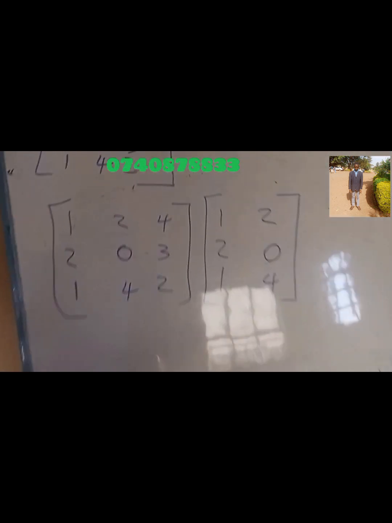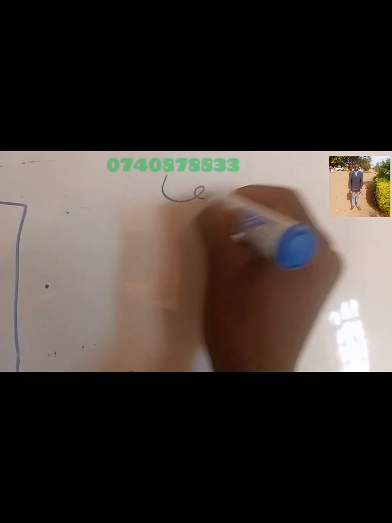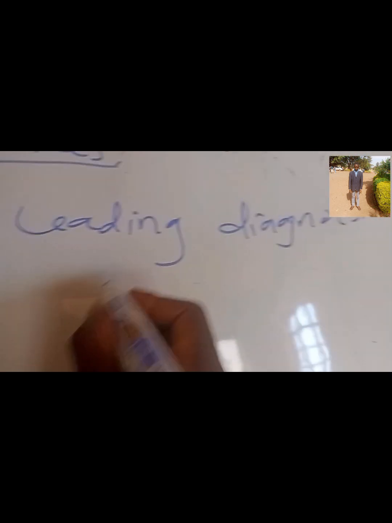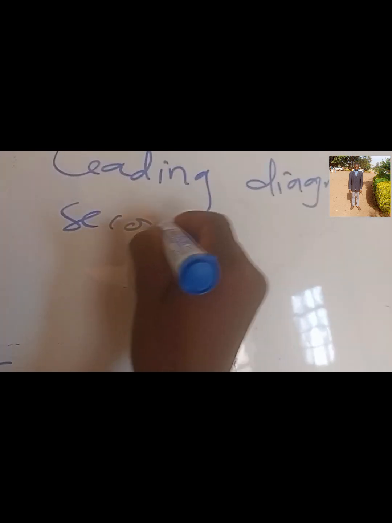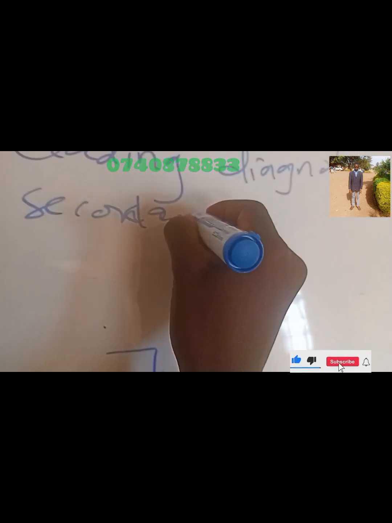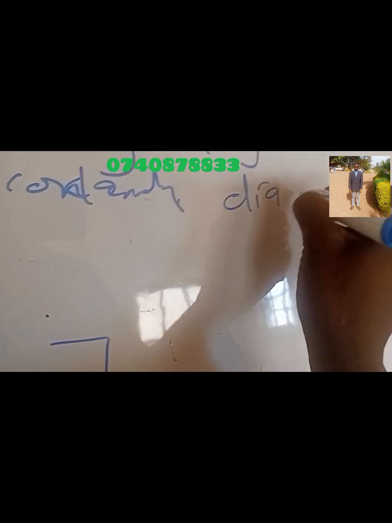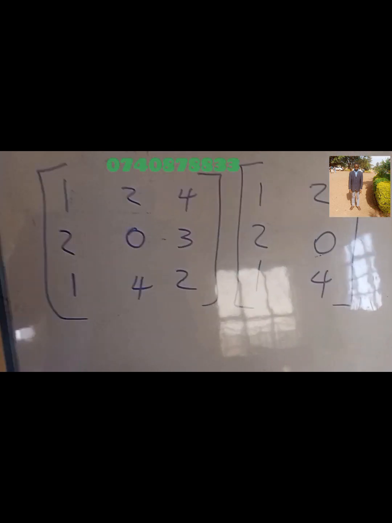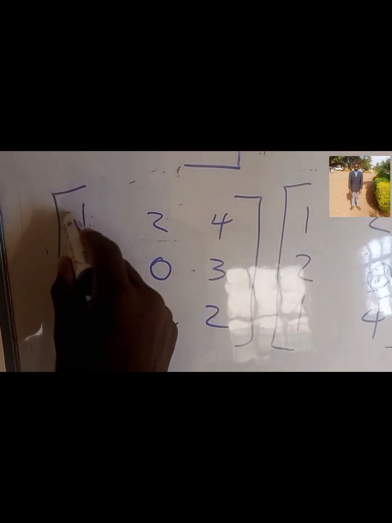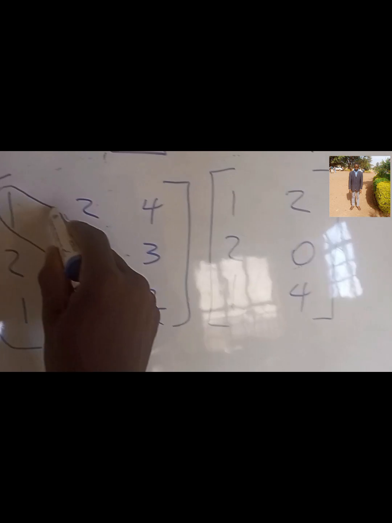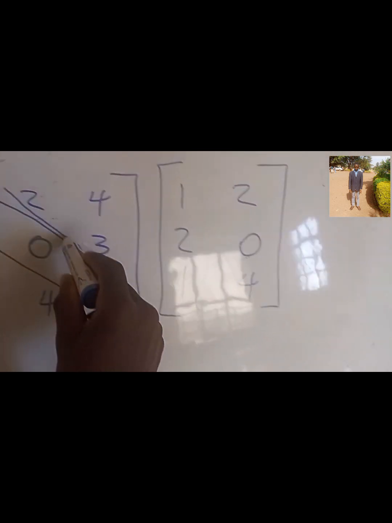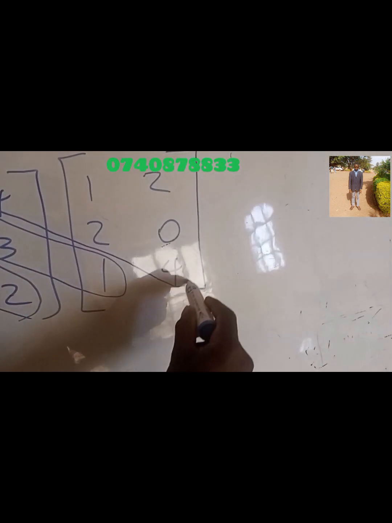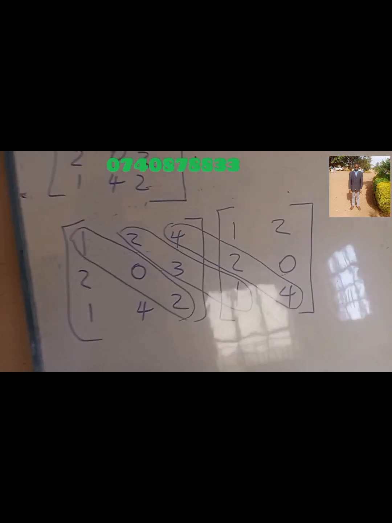Remember, earlier you had learned about the leading diagonals, and we have secondary diagonals. So what you normally have to do, you start with the leading diagonals. You draw like this. It is all that one. We also have that one, and finally we will have this one. Then you add all of them.